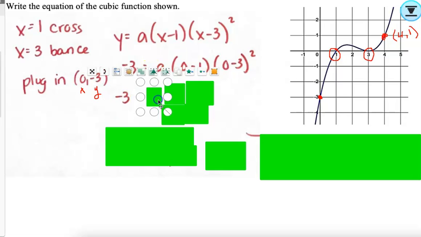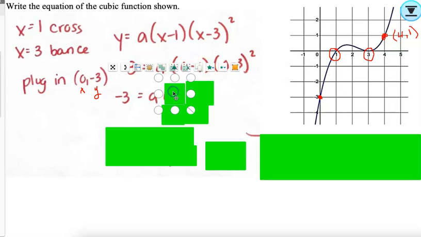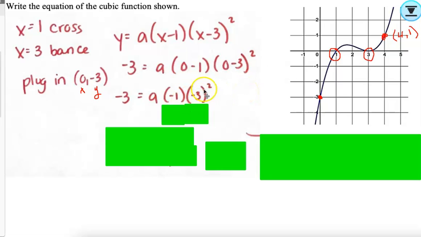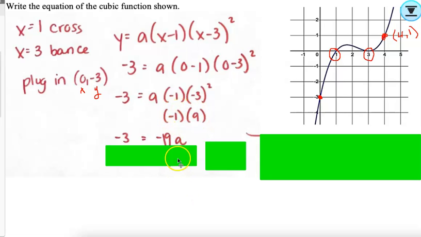So drop down negative 3, drop down your a value. 0 minus 1 is a negative 1. 0 minus 3 is negative 3. Negative 3 squared, again, anything negative squared is going to be a positive. So negative 3 times negative 3 is a positive 9. Drop down negative 1. 9 times negative 1 is negative 9a. That looks like a 19. It is not. So I've got negative 3 equals negative 9a.